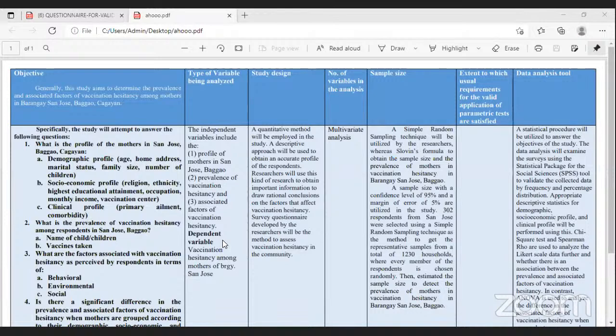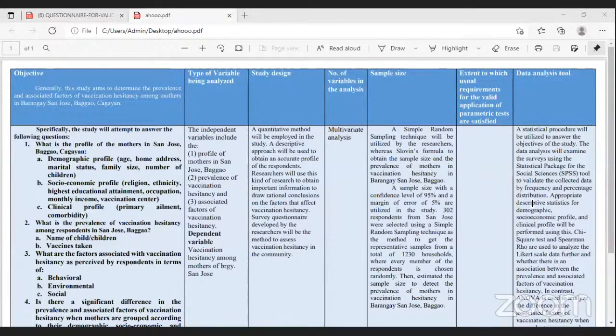A simple random sampling technique will be utilized by the researchers, with Slovin's formula to obtain the sample size and the prevalence of vaccination hesitancy among mothers in the barangay. A confidence level of 95% and a margin of error of 5% are utilized in the study. 302 respondents from San Jose were selected using simple random sampling as the method to get the representative samples from a total of 1,230 households, where every member of the respondents is chosen randomly, then estimated the sample size to detect the prevalence of vaccination hesitancy among mothers in the barangay.